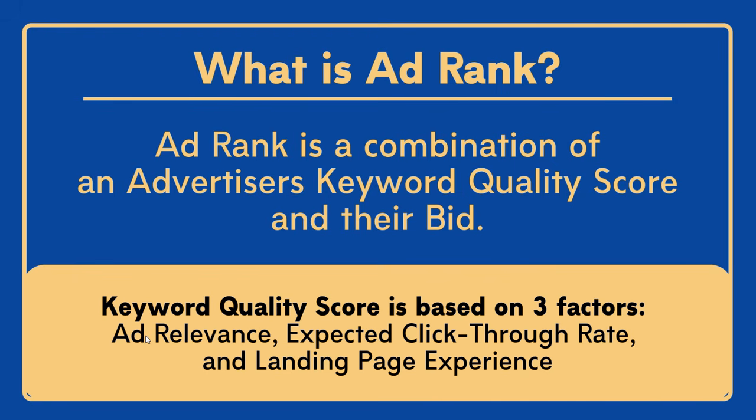Expected click-through rate, so looking at an advertiser's history and what their expected click-through rate is for that keyword when someone types in a specific search into Google. And landing page experience, so when someone's driving traffic to their website, what the actual experience is on the landing page for that website. So those are the three main factors that make up ad rank.